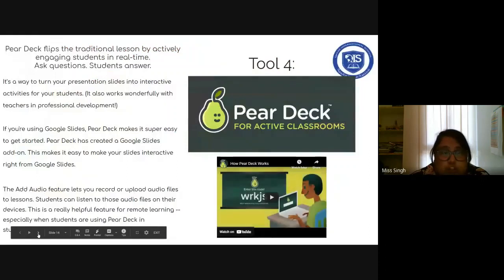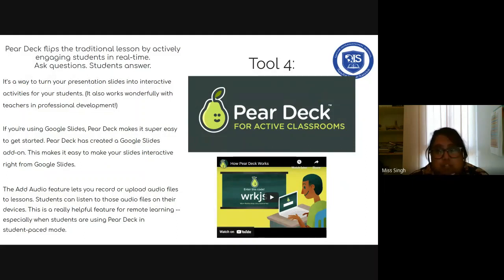The next tool I wanted to talk about was Pear Deck. Pear Deck's just a recent addition with Google, and it's a way to turn your presentation slides into interactive activities. The reason why I really like Pear Deck is because it gives you some anonymity from the students. So where you want to assess them and you want to see their individual responses so they can't see each other's work, Pear Deck really allows you to do that.